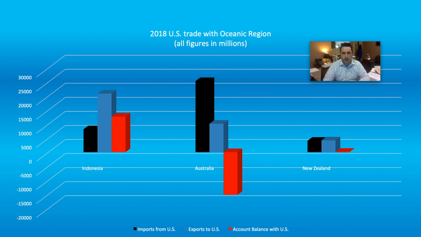I want to take a look at the account balances. You can see as recently as 2018, Indonesia with a significant trade surplus over the United States, almost $15 billion. The exact opposite in Australia, where they have a trade deficit of almost $15 billion. New Zealand and the United States stay pretty close. New Zealand currently has about $127 million surplus there.